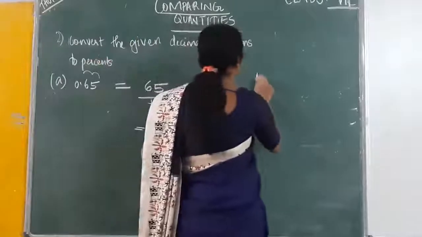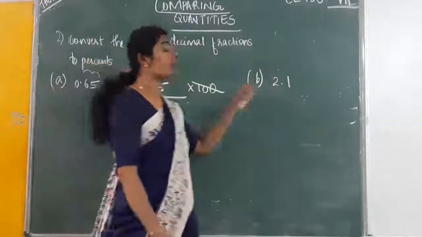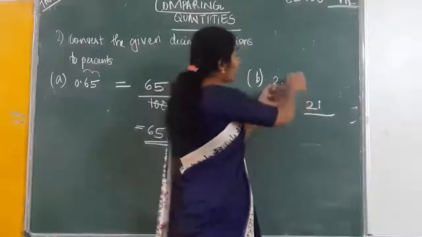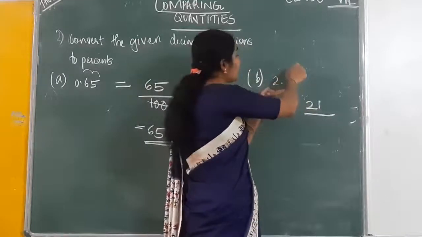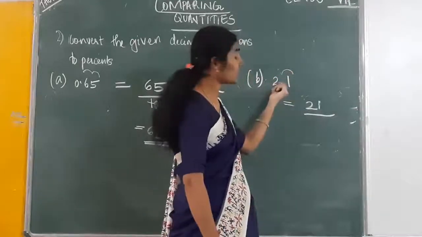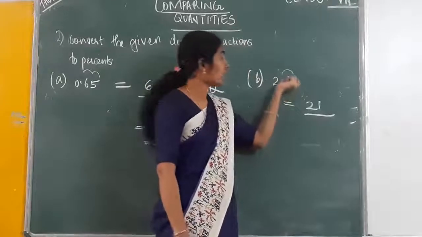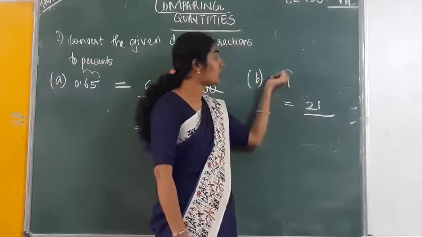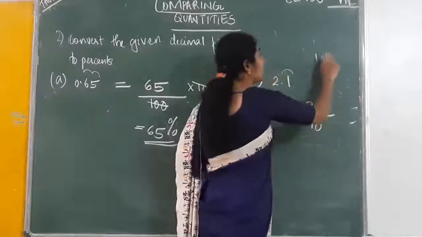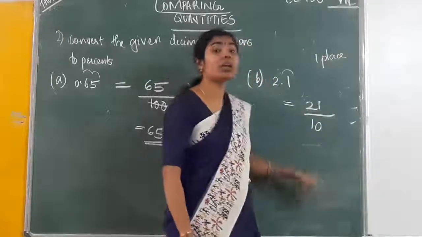2.1. So which number have they given? 21. From the right you should count. After how many places are they giving the decimal point? 1. After 1 place they are giving the decimal point. Isn't it? See here, from the right you should count. So which number should you write here? 10. 1 place means which number should you write here? 10. What will it be? 21 by 10.